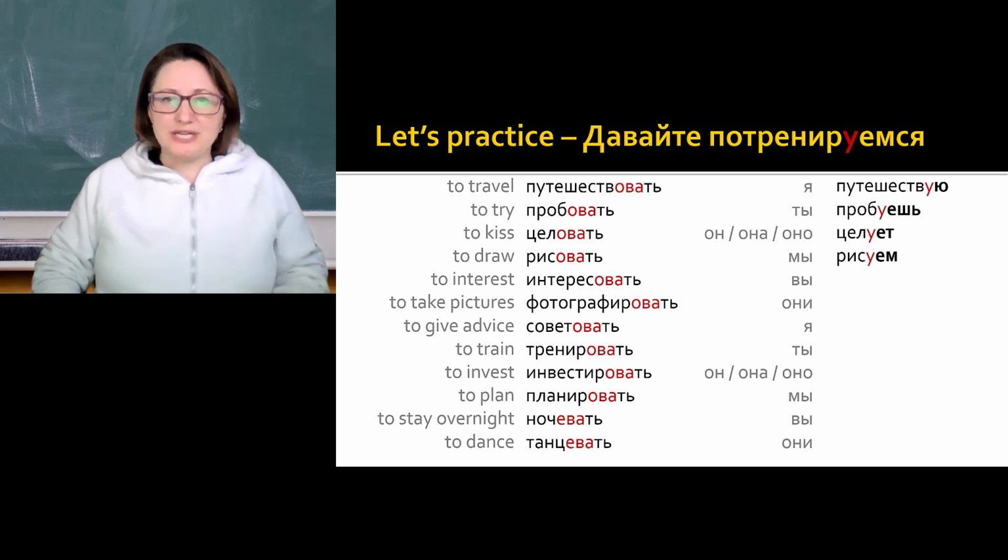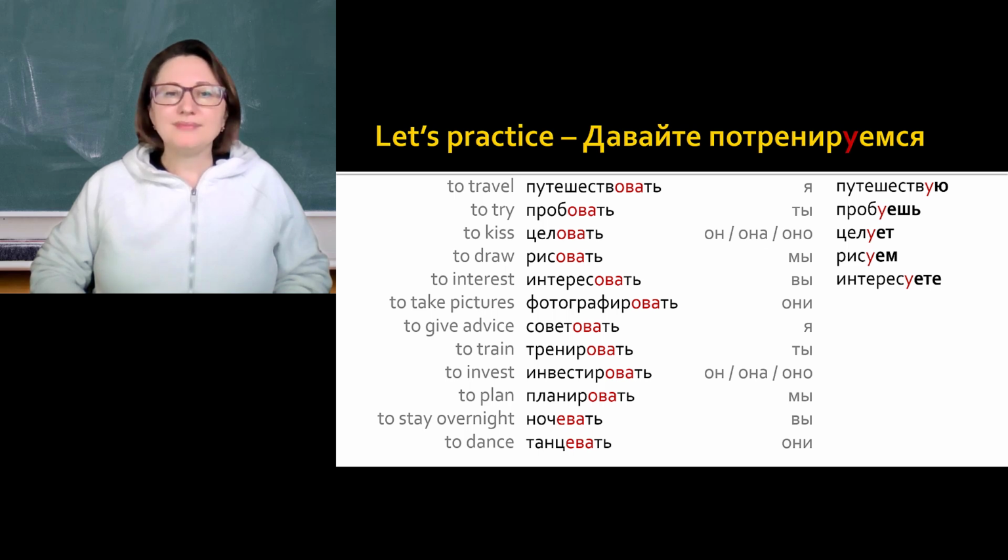Something interests somebody. So we can say, you guys interest the FBI. I don't know. So, вы интересуете. I didn't give you much time to think. I got excited about my FBI example. So, вы интересуете. They are taking pictures. Like, hey, they're over there taking pictures. That will be они фотографируют.